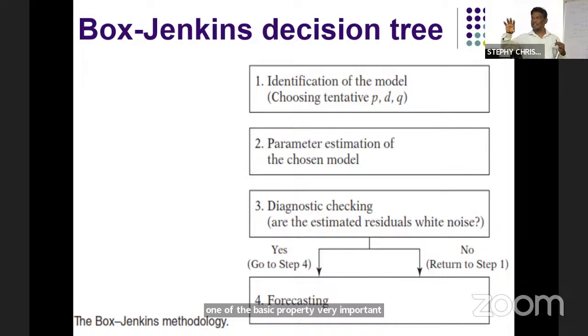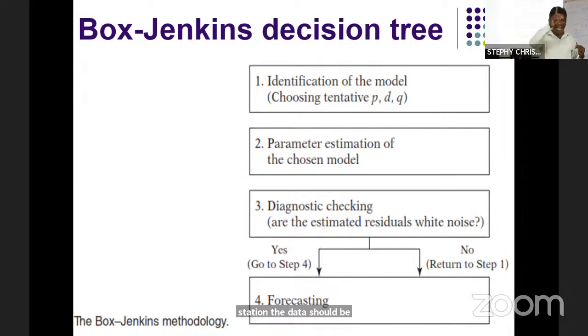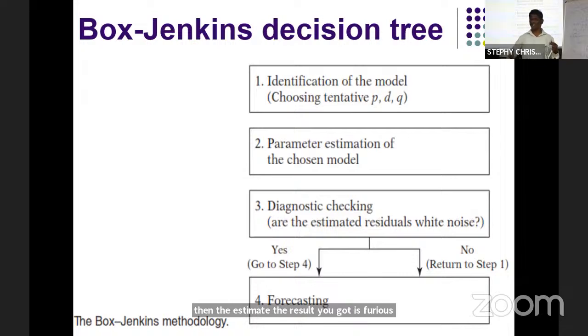The data should be stationary before you go for the estimation. If it is not stationary, then the result you got is spurious. What is spurious, you know, right? It's meaningless. Nonsense.